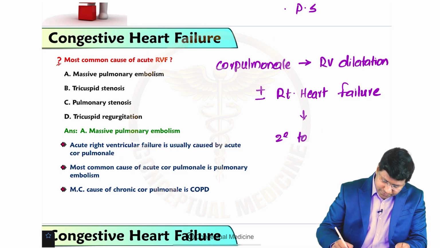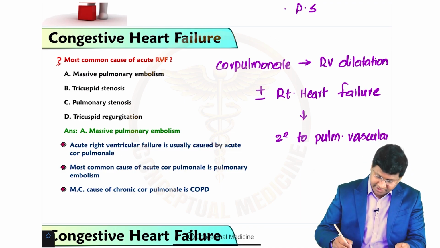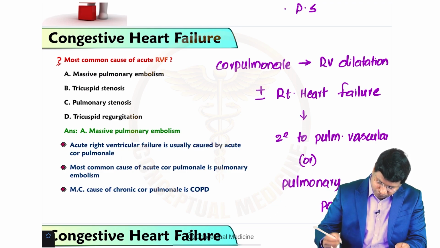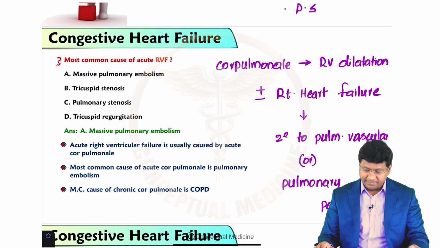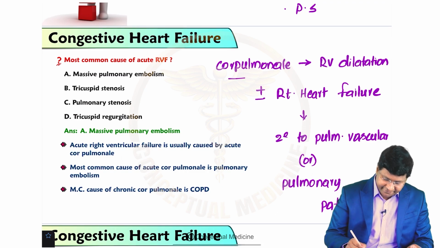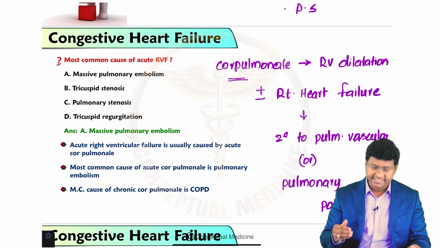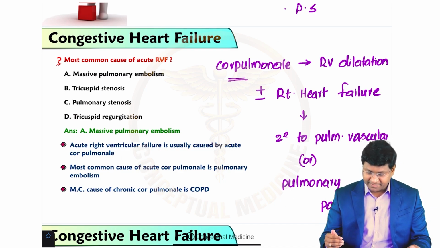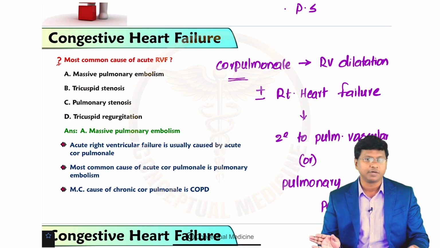secondary to pulmonary vascular or pulmonary pathology. That is the definition of cor pulmonale. It is the right ventricular dilatation with or without right heart failure, secondary to pulmonary vascular or pulmonary pathology.